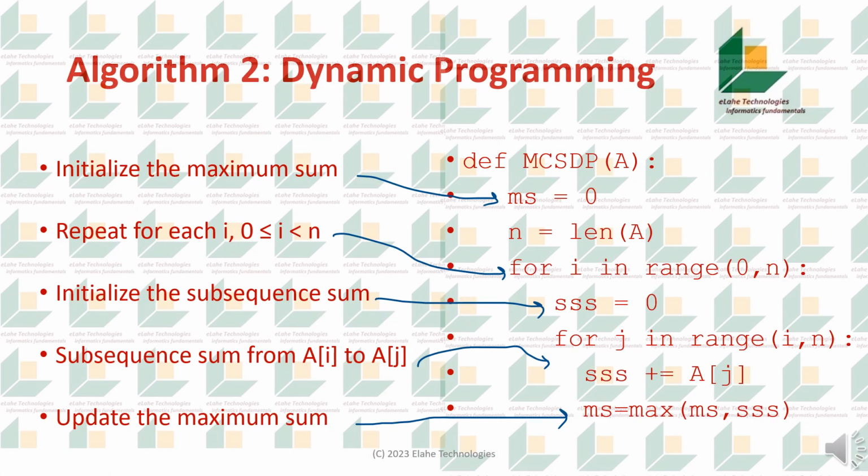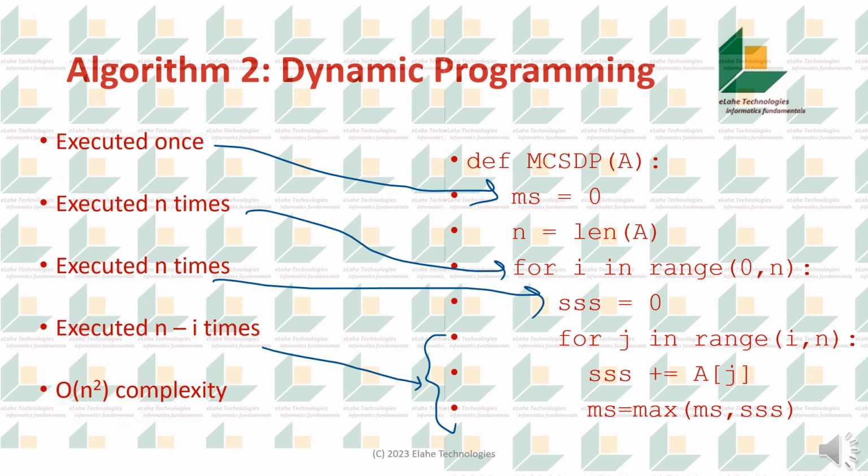Here is the pseudocode in Python code snippet for the dynamic programming algorithm. We initialize the maximum sum ms to 0. Then we loop for i varying from 0 through n minus 1. Within the outer loop, we run the inner loop from j equals i through n minus 1, computing the partial sums from i through j. We also update the maximum sum each time the subsequent sum is updated. There are 2 nested loops, with the outer one running n times and the inner one running n minus i times. This gives us an order n squared algorithm.